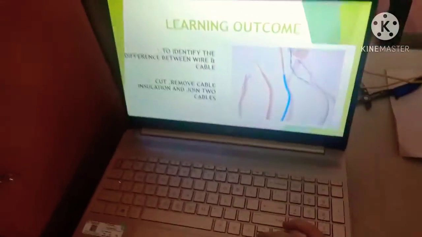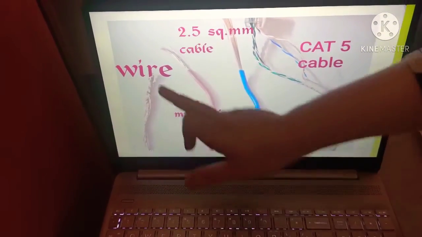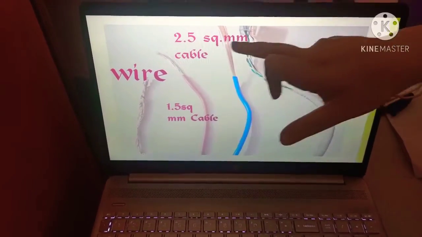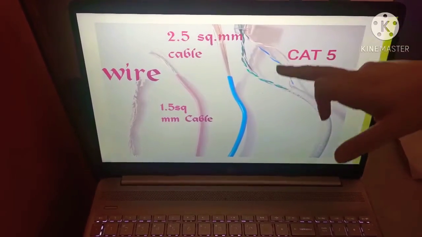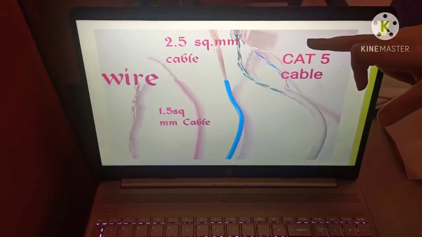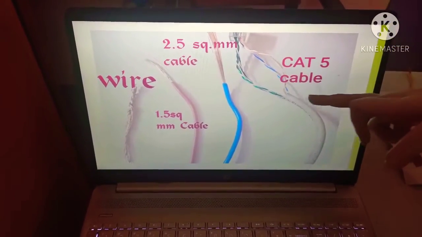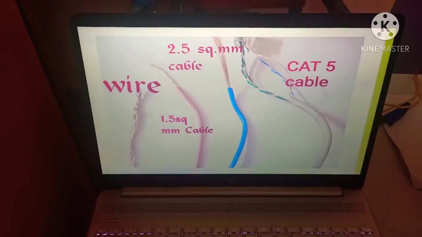So let's conclude today. What did we learn? As we said during the start, we will learn how to identify a wire and a cable. So I hope you have all done. Let's see, here we have seen what a wire is. I have used a 1.5 square mm cable. You can see I have used a cable, not a wire. And this is a Cat5 cable which you usually use for the telephone, or you can also use it for the computer port. You can use this type of cable connection for Wi-Fi.